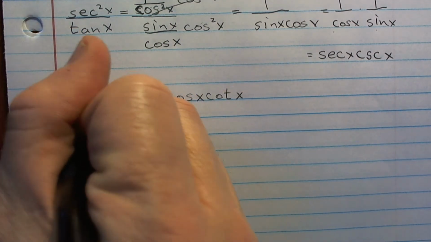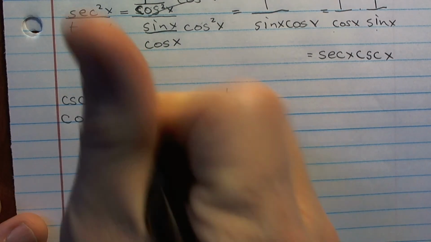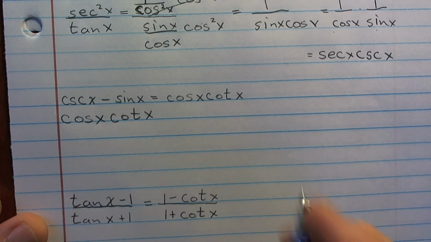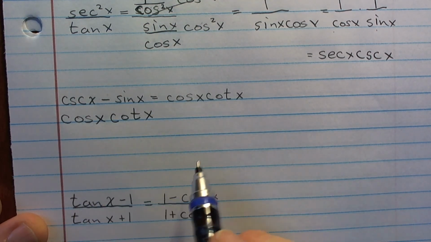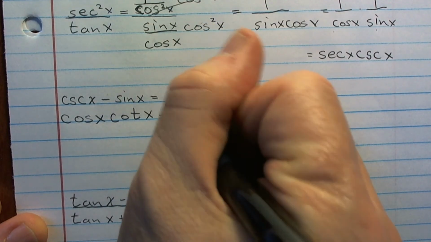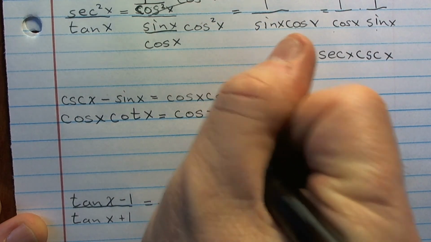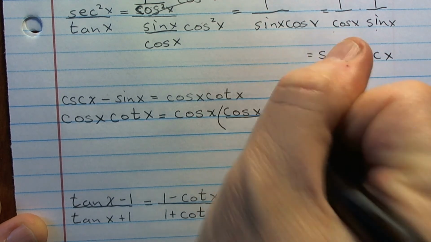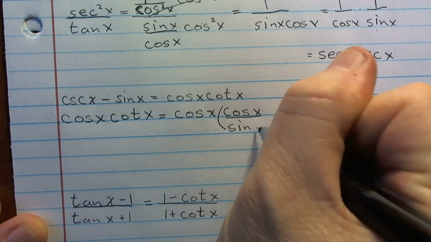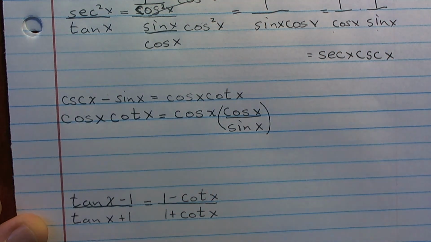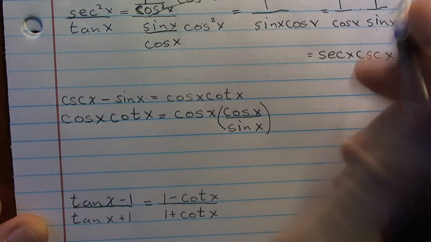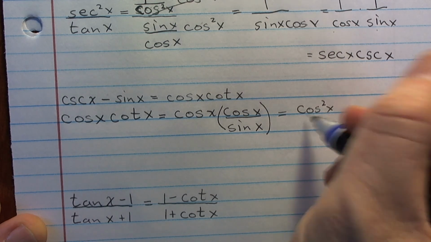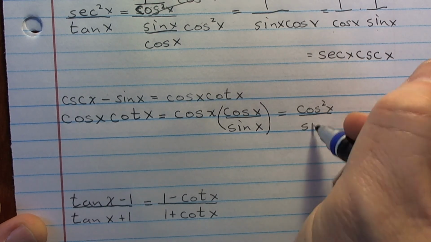So here I go. I've got cosine x cotangent x. Okay? Well, here I am. I'm stuck. So I'm going to rewrite cotangent as cosine over sine. Like that. And let me see what I've got now. I've got cosine squared x over sine x.